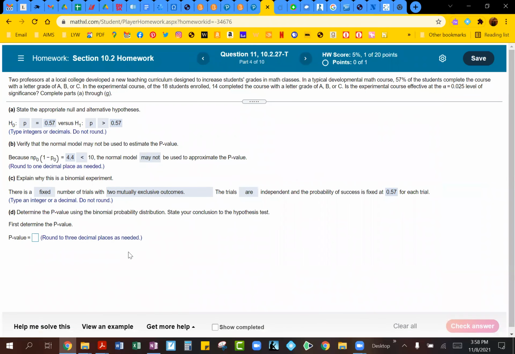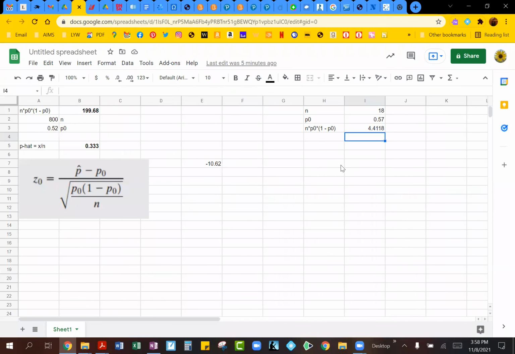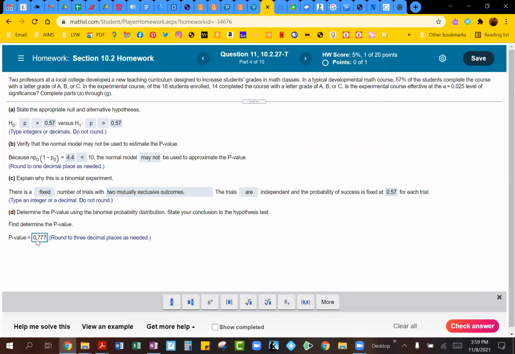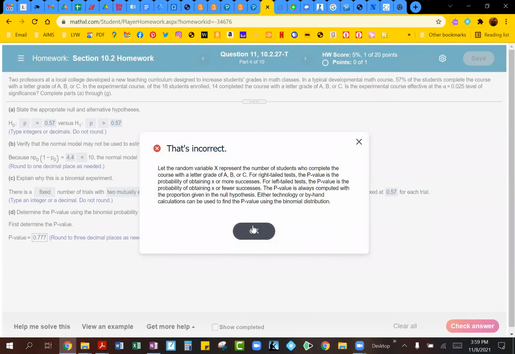Okay, so if my memory serves me correctly, and it's been a long time since I've done this example, I believe our p-value is the same as the p hat that we calculated before. Here, your value is going to be x divided by n, which in our case was 14 out of the 18 students that they are hoping will be successful. So that's 14 out of 18, which is repeating 0.7777, rounded to 3 decimal places. Oh no, okay.